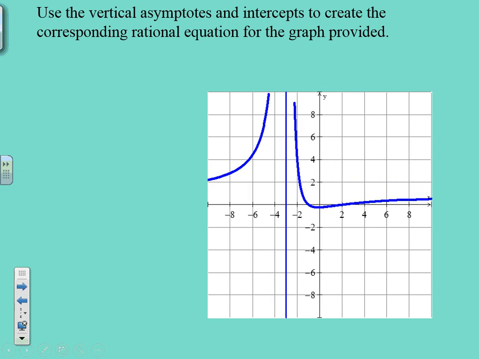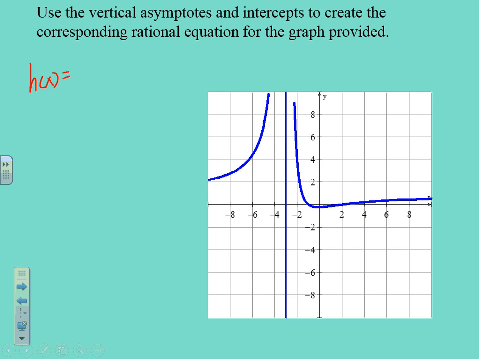So let's take a look at our next example. Again, pause the video at some point so that you can get a decent copy of the graph into your notes. All right, and again, let's call this function h.